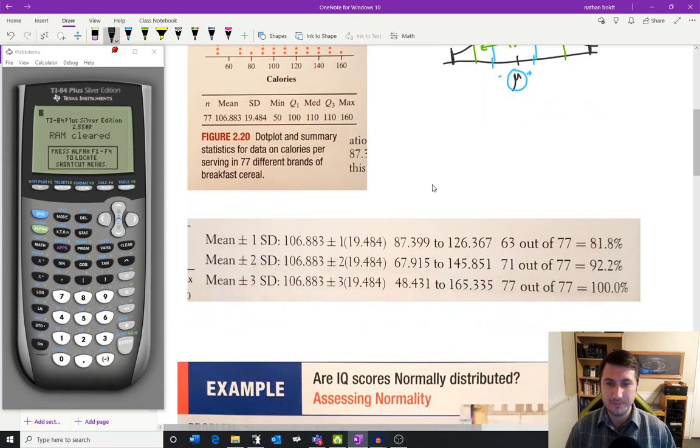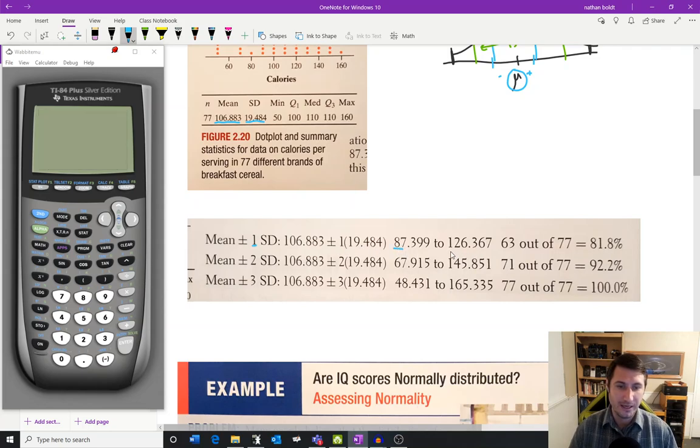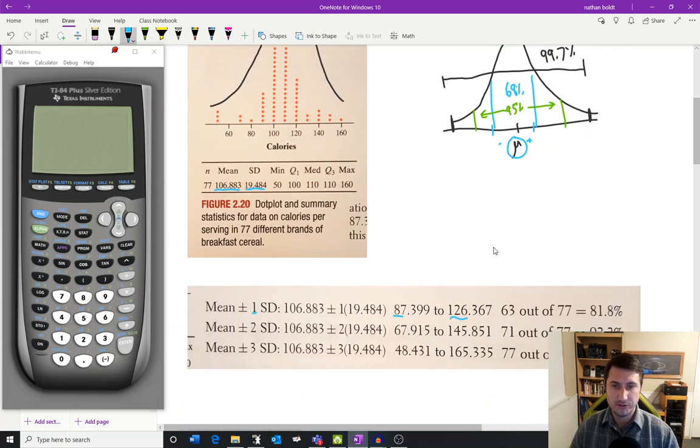All right, so our mean and standard deviation, they tell us that already. Our mean is 106, our standard deviation is 19.4. So we're going to take the mean, the middle, add and subtract one standard deviation. So that's 106 plus or minus one standard deviation. That gives us a range. When we subtract it, we get 87. When we add it, we get 126. And to give us a quick picture, 87 would be roughly right here maybe.